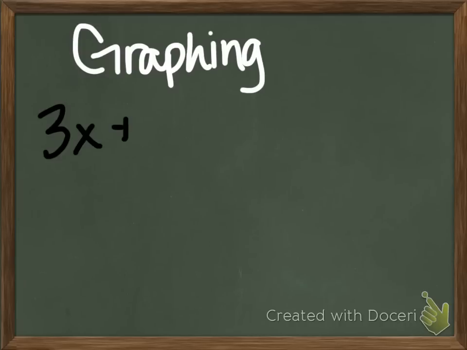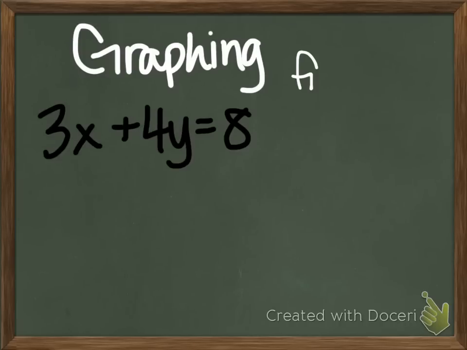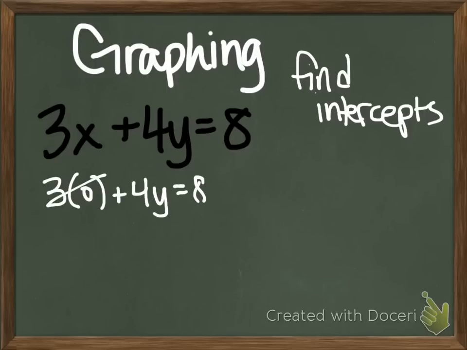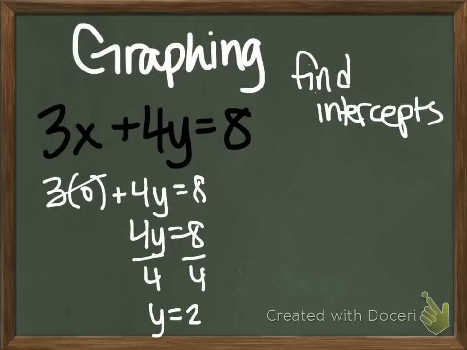Then we have graphing. So if you're given an equation in standard form, the best thing to do is to find the intercepts. You do that by replacing the x with 0 and solving for y, which we've done a lot of. In fact, we've already tested over it. So in this case, you would get 0, 2.